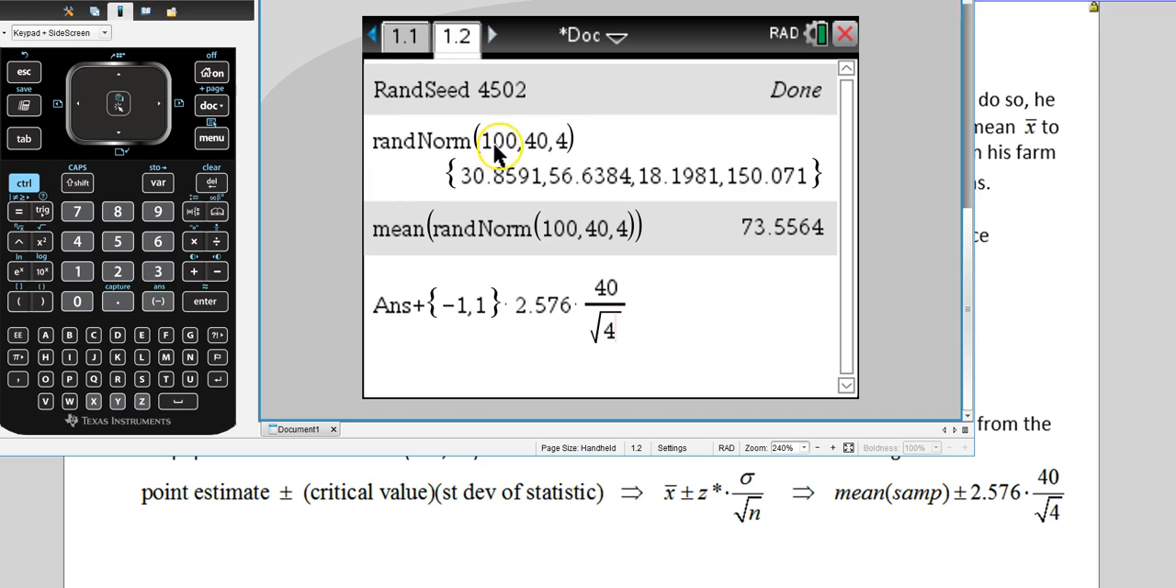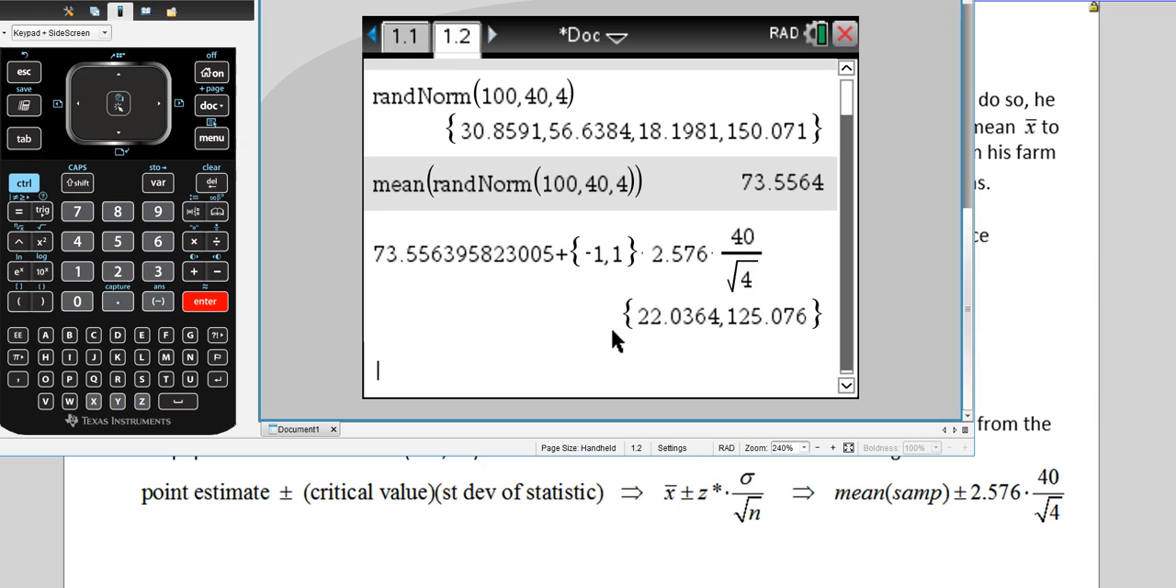Random normal, 100, 40, 4: mean of 100, standard deviation of 40, sample size of 4. So this generates 4 random tomato weights that would come from a normal model with that mean and that standard deviation. Then we can take the mean of the random normal of all of that, and that would give us the mean tomato weight. We could take then that mean plus or minus, this is how you do plus or minus in the calculator, the critical z-value times the standard deviation of the population divided by the square root of 4, and then this would give us a confidence interval.